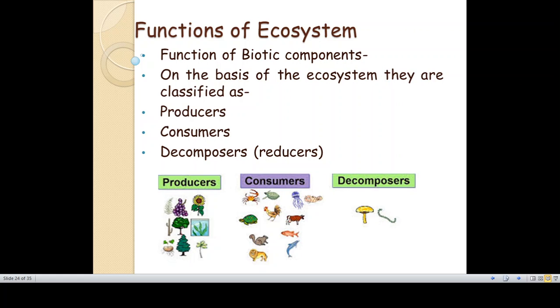Let us make it very simple: they are divided as producers, consumers and decomposers. Decomposers are also called reducers. Also, one should always keep in mind that when we are studying producers, consumers and decomposers, we are talking about living organisms and the basic food material on which they survive. Understanding the producers, consumers and decomposers will help us understand the further processes related to the cycles and the pyramids of the ecosystem.